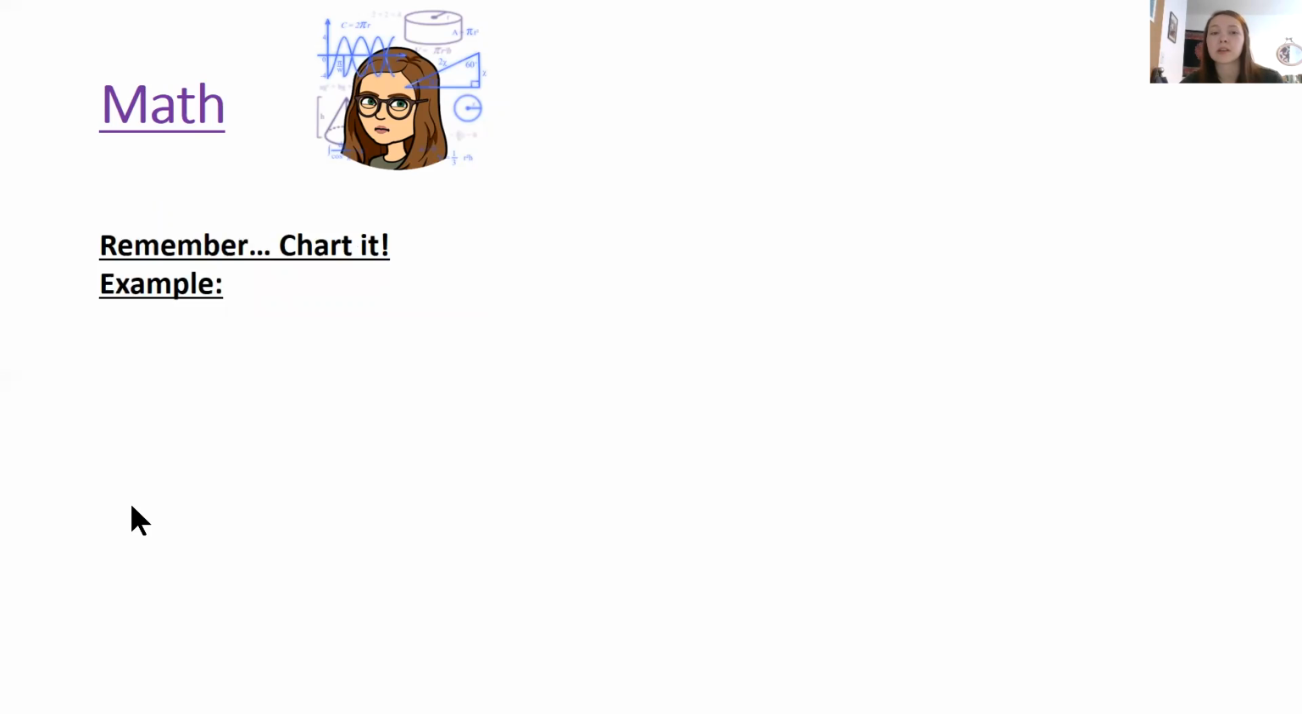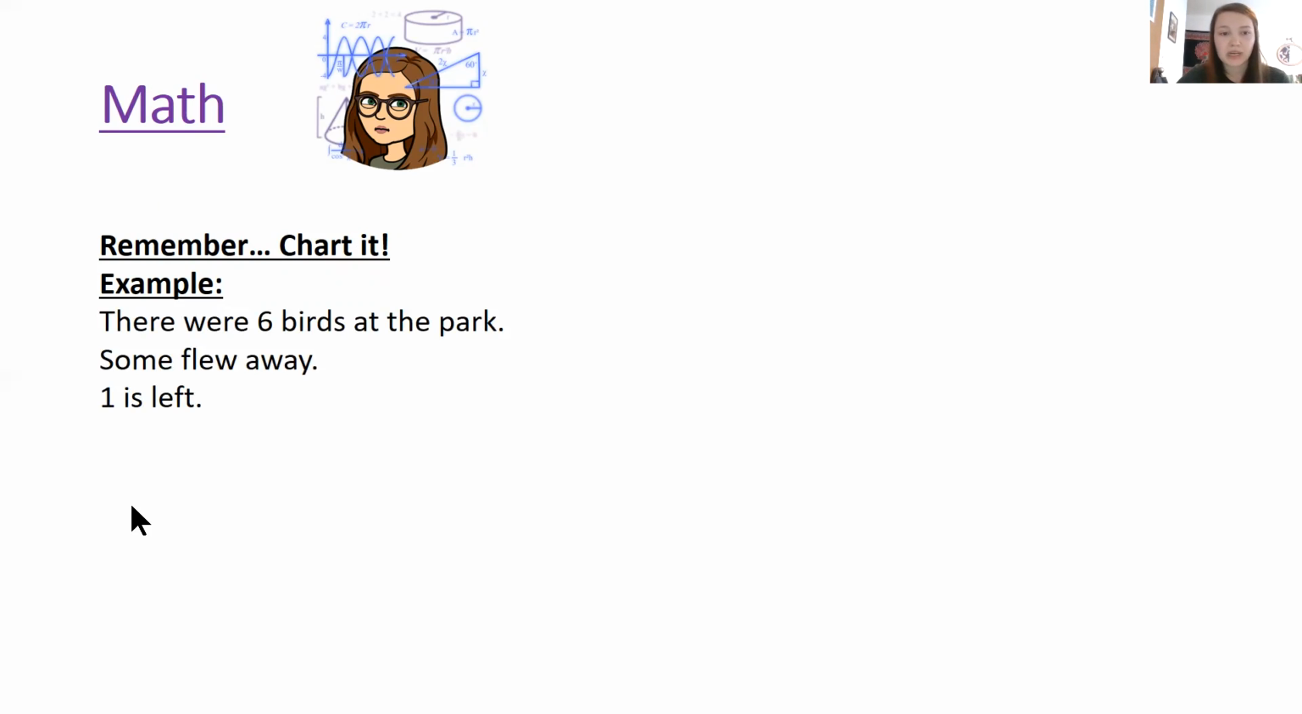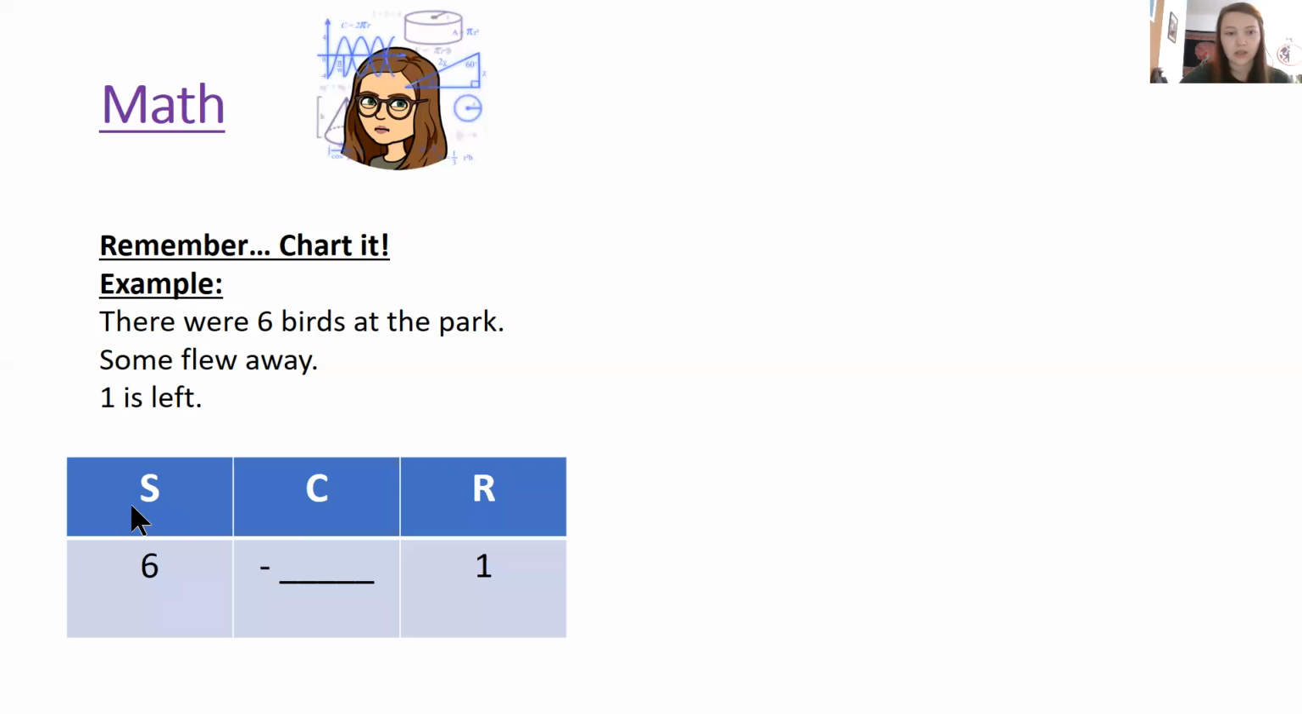So one way that we learned how to solve missing part problems in the classroom is using a strategy called Chart It. And I'm going to show you an example of what it looks like to chart a missing part problem. So the example problem I have is there were 6 birds at the park. Some flew away. 1 is left. So when we chart it, we think about retelling that story problem with the start, change, and result. So I'm going to show a table that already has that all charted out for us.